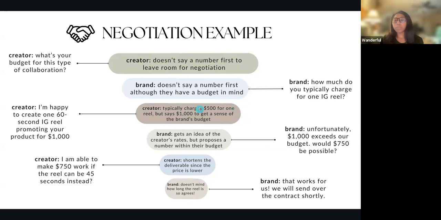Moving down, the creator typically charges 500 for one reel, but they're saying 1,000 here just to get a sense of what the brand's budget is. The brand gets an idea of what the creator's rates are because they said 1,000, but the brand proposes a number within their budget. The creator shortens the deliverable since the price is lower. The creator still wants to work with the brand.